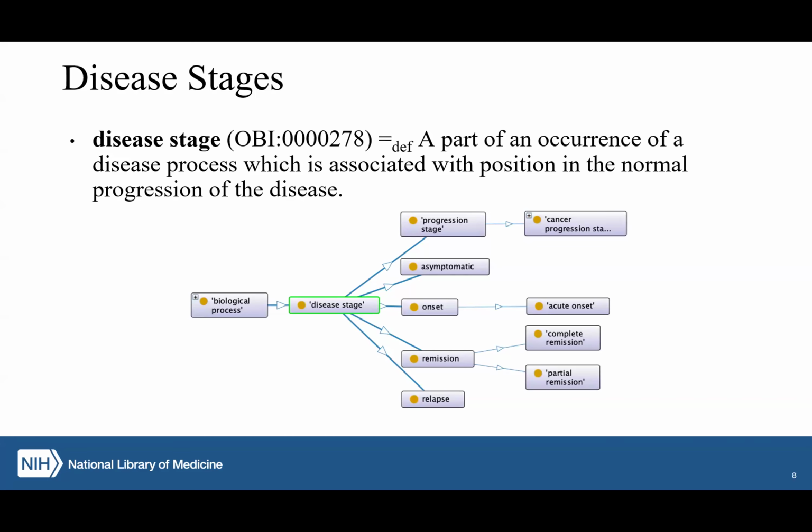So additionally, we represent disease stages. For this, we reuse OBI's disease stage class, which they define as a part of an occurrence of a disease process, which is associated with a position in the normal progression of the disease. And so we have different progression stages for cancer that are defined in OGMS, as well as some of the more common disease stages that you might find for things like infectious disease or even chronic disease, like asymptomatic disease, onset, remission, and relapse.